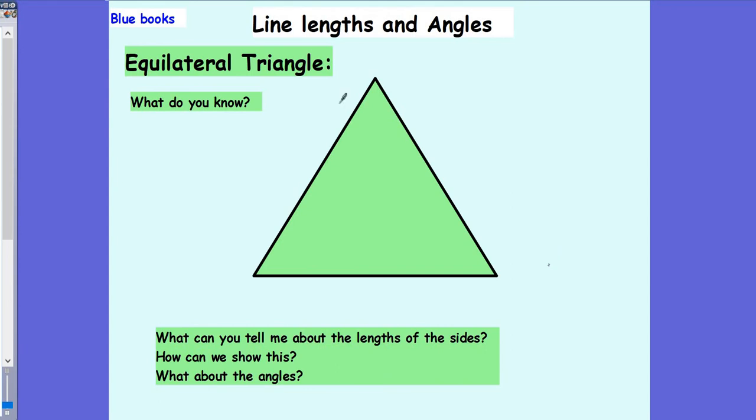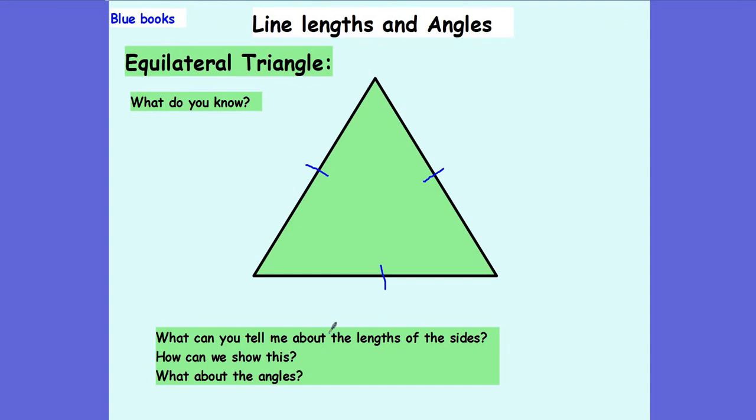Okay, in your dark blue books, Year 7, can you write the title Line Lengths and Angles? Underneath, can you draw me an equilateral triangle? And what can you tell me about the lengths of the sides, Trenton? They're all going to be the same. How can I show it, Charlie? How can I show all these lines are the same length? I can draw little lines like so. And that tells me that all of these lines are the same length.